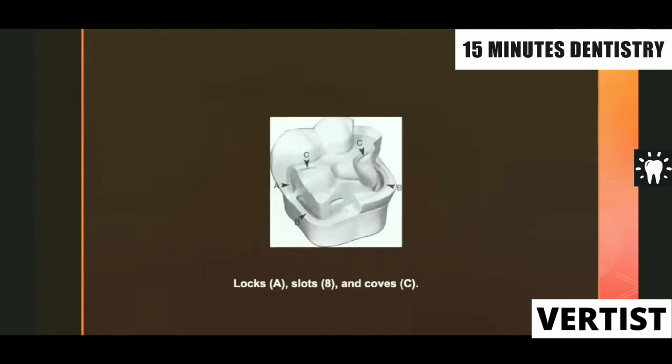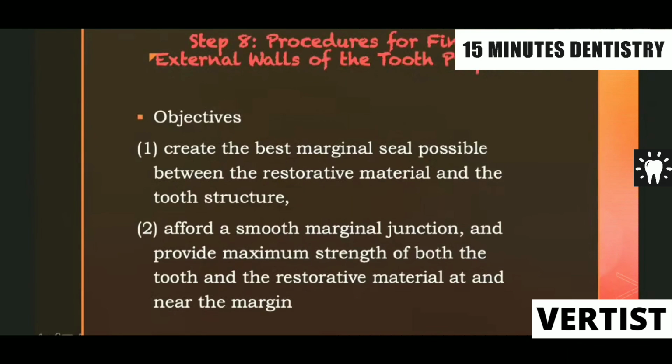So having talked about this, these are how slots look and coves look. These are slots and coves. These are all secondary retention forms. Slot is the slot done over here. There is the cove done over here. And here you've got locks.